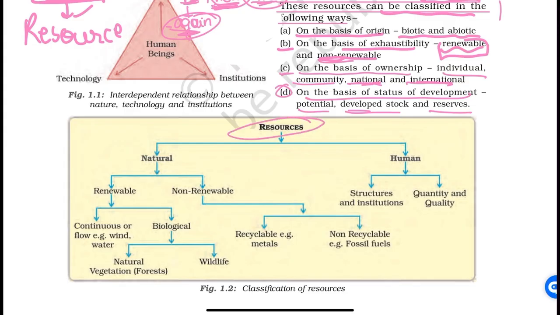So this is the flow chart of classification of resources. Resources are firstly classified into natural and human. Natural are classified into renewable and non-renewable. Human are classified into structures and institutions, and quantity and quality. Renewable resources are classified into continuous or flow, and biological. Biological are classified into natural vegetation and wildlife. Non-renewable are classified into recyclable metals and non-recyclable. So this is the classification of resources.